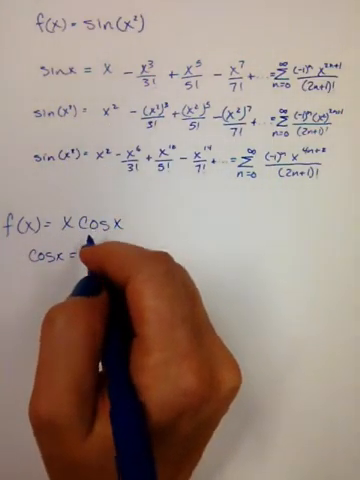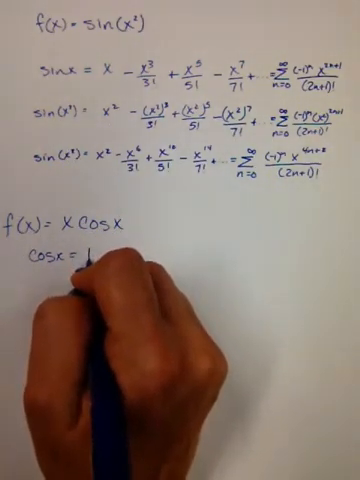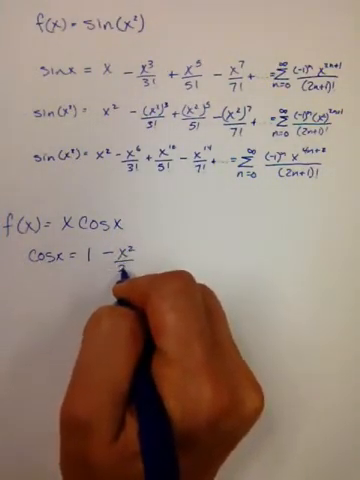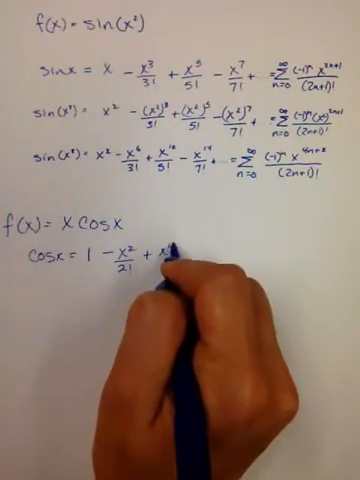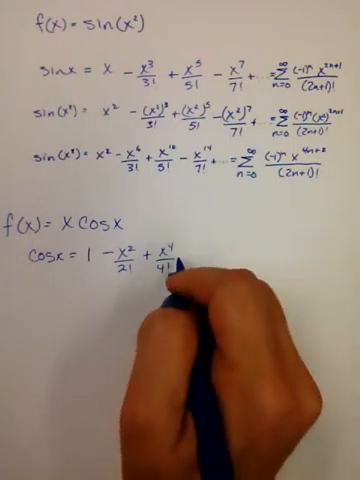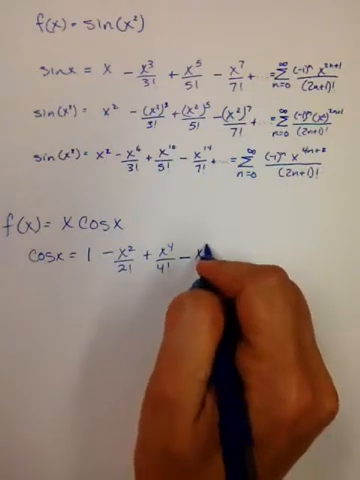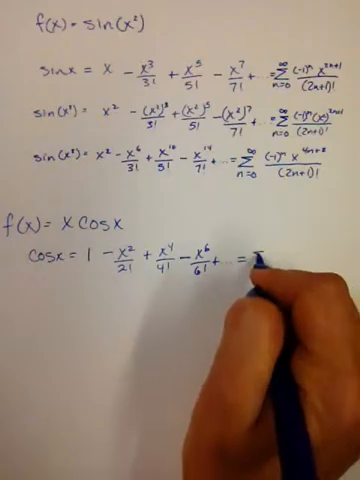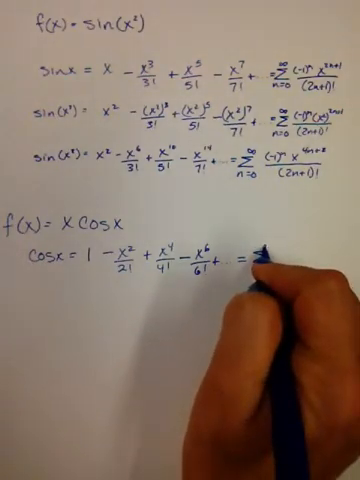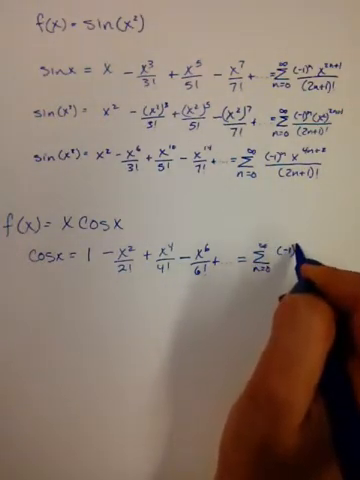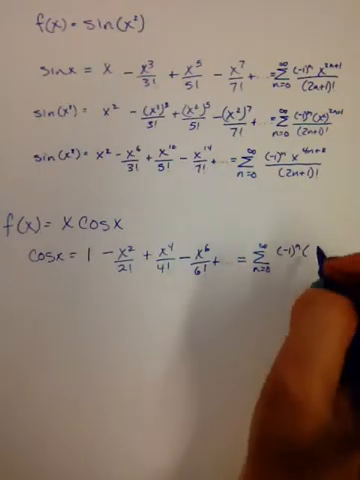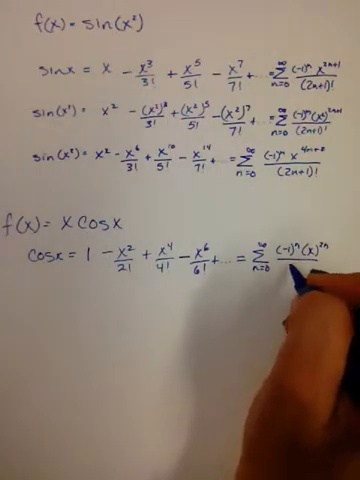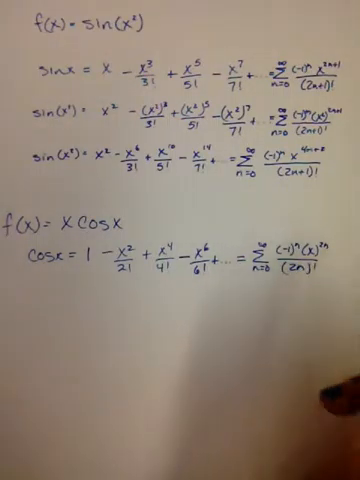So the 0th term is going to be 1, x to the 0th over 0 factorial, minus x squared over 2 factorial, plus x to the 4th over 4 factorial, minus x to the 6th over 6 factorial, plus your ellipses, equals the sum from n equals 0 to infinity, negative 1 to the n because it's alternating, x to the 2n over 2n in parentheses factorial.